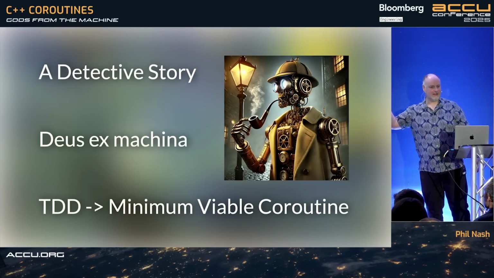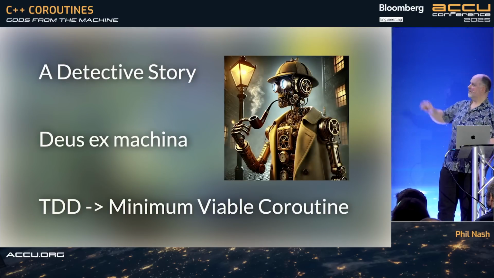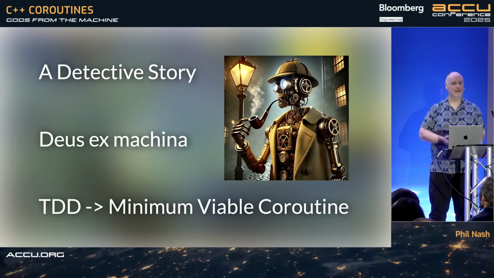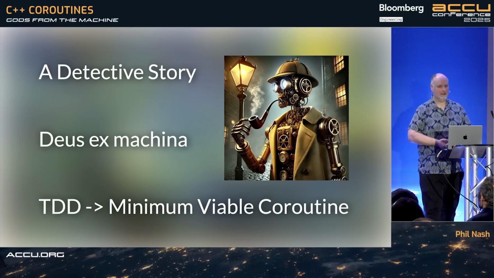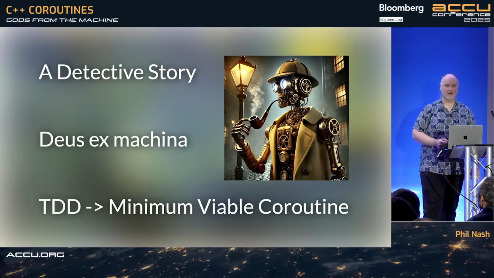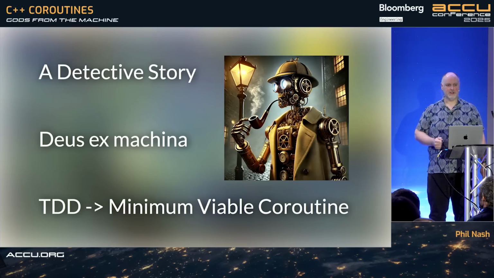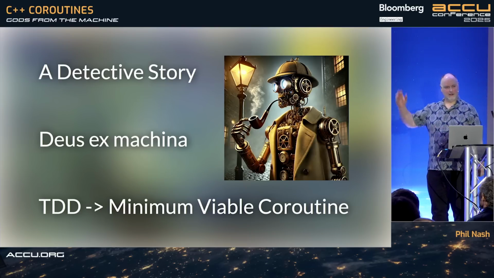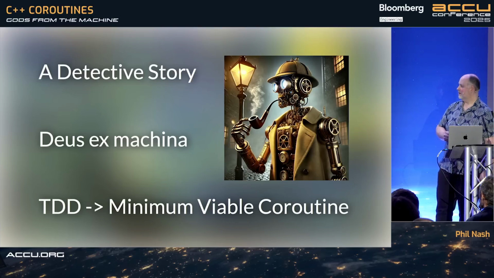I mentioned this deus ex machina, but actually there's a few metaphors I'm going to use for this approach. I'm going to make it a bit of a detective story. We're going to start off with, what is a coroutine? How do they work? How do we use them in C++? And we're going to have a conversation with the compiler to try to work that out. So that's the detective story. Mention where the deus ex machinas come in.